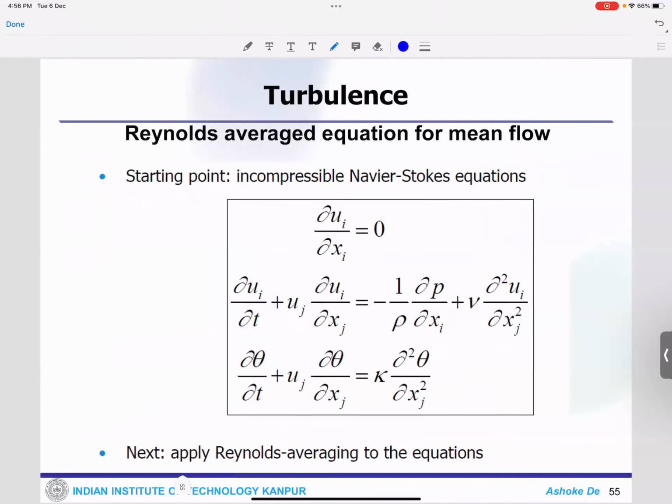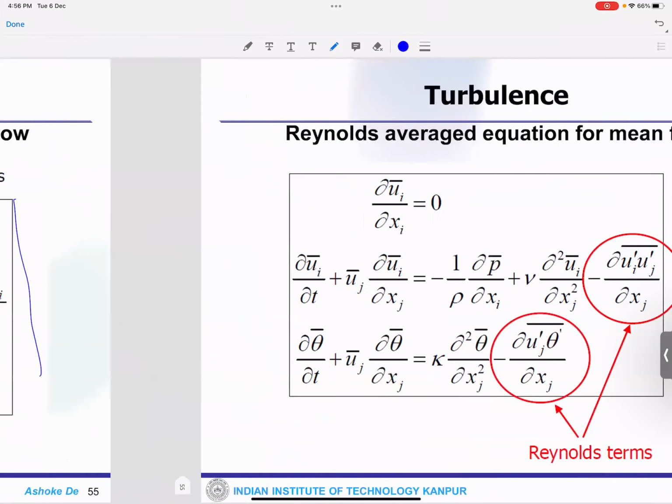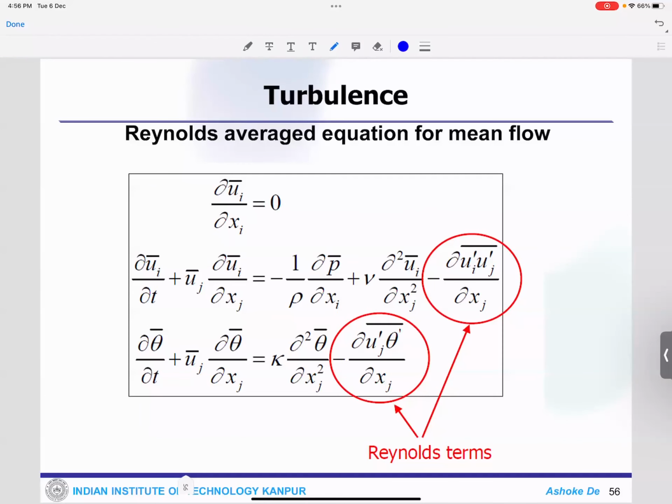Now, these are my incompressible Navier-Stokes equations, for the mean flow. Now you can use the decomposition, u plus u prime, for all the variables, and then I get back these equations for the mean flow with the average quantities.